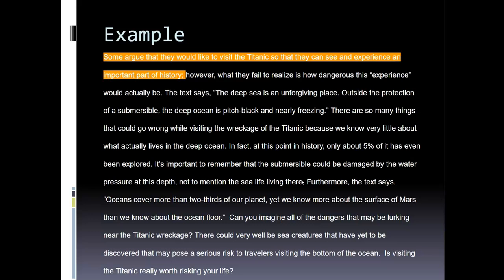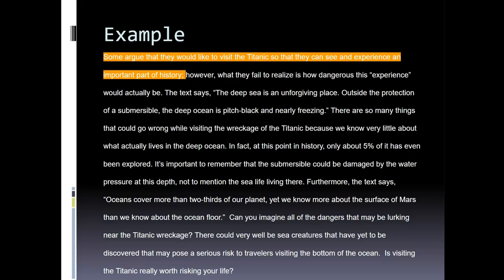So, if we break this down and talk about the different parts of a counter argument paragraph, the first part of the first sentence is the opposing viewpoint. This counter argument paragraph is a person who is debating whether or not it would be worth hopping on a submarine and going to visit the wreckage of the Titanic. This person is of the opinion that this is a bad idea. So, for the opposing argument, they had to think about if someone was going to argue that visiting the Titanic is a good idea, what might they say? What would their viewpoint be?